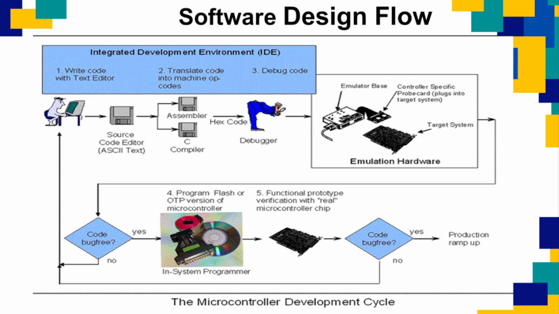Emulation of hardware plays a very crucial role in the microcontroller development cycle, especially for verifying and debugging the software on a simulated hardware platform. It involves using specialized tools or development boards that emulate the behavior of the microcontroller hardware. This enables early testing and debugging of the software without the need for physical hardware. So this is the emulation hardware.